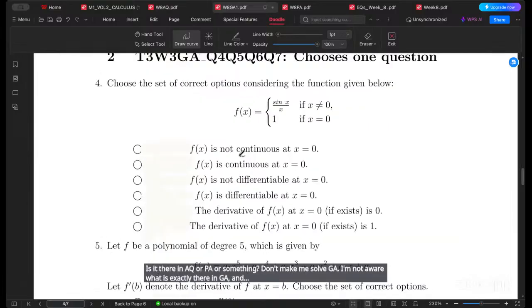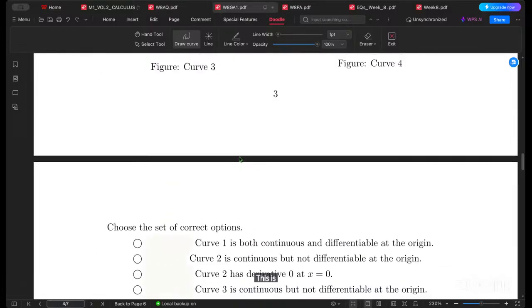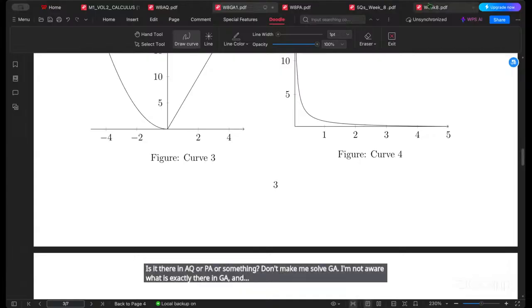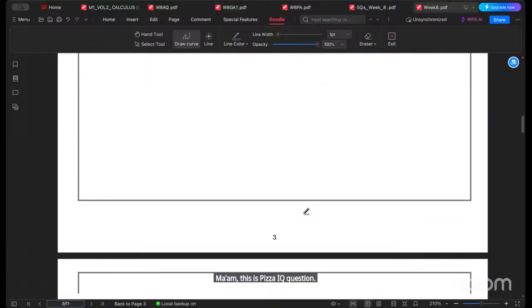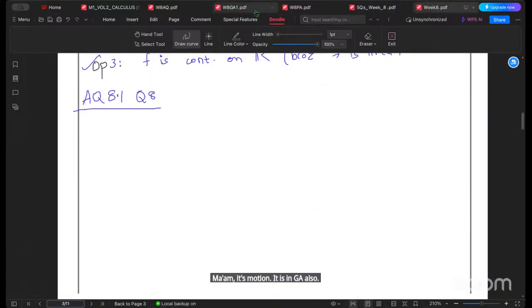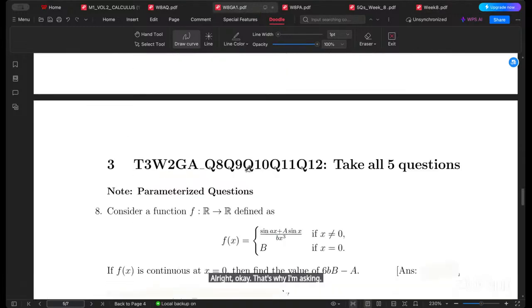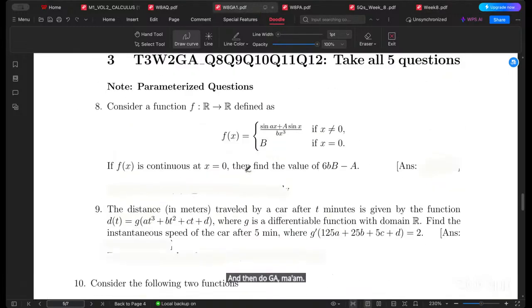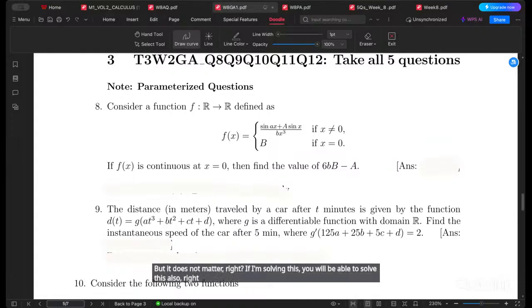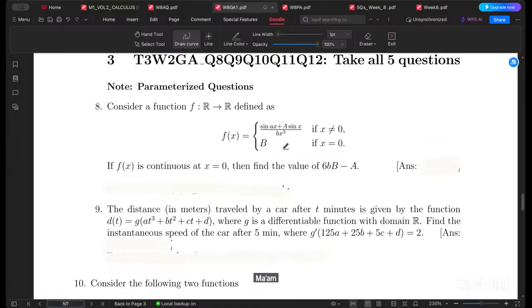Ma'am, this is a PYQ question, most probably. All right, it is in GA also. That's why I'm asking. Ma'am, in J it has different values. But it does not matter, right? If I'm solving this, you will be able to solve this also, right? Yes, ma'am, please solve anyone.